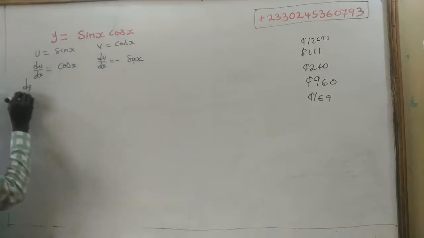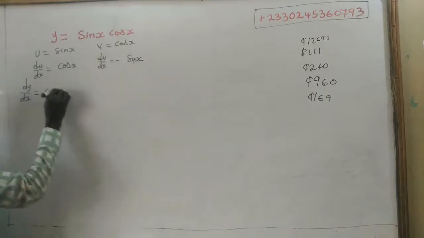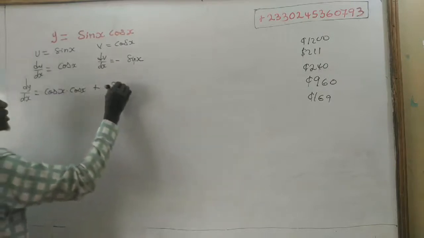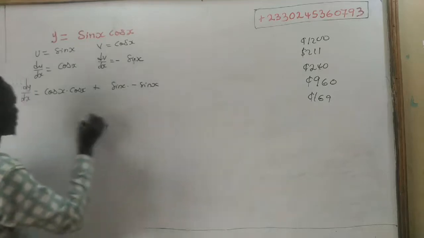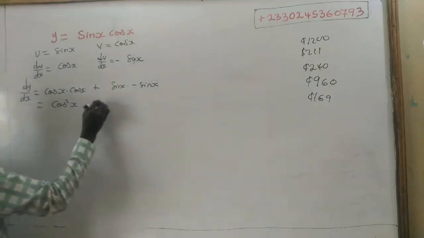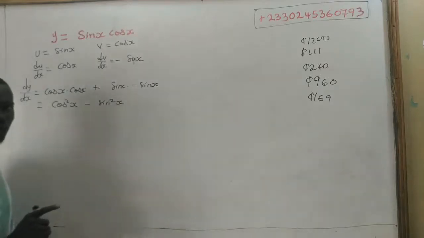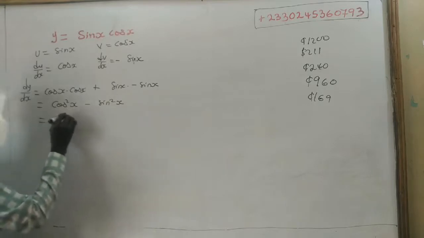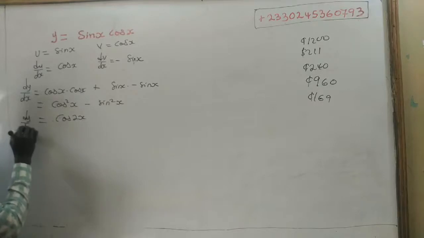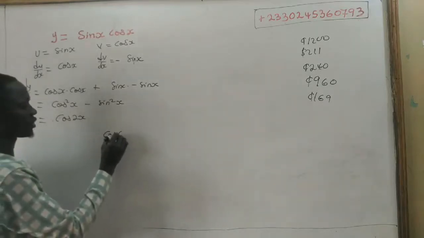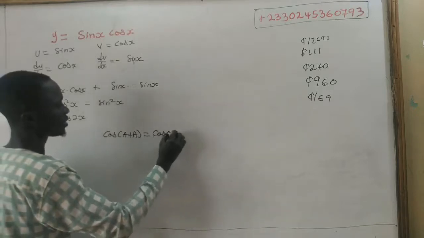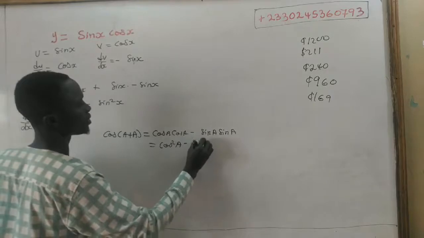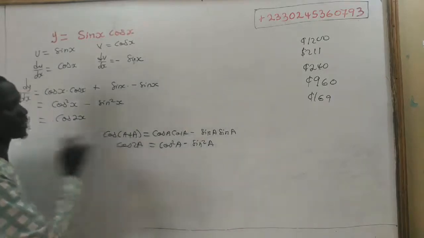Now, the derivative of y with respect to x will be v, that is cosine x, times du/dx, the same cosine x, plus u, sine x, times dv/dx, negative sine x. And this will produce cosine squared x minus sine squared x. If you have not watched my video on the double angle formula, check the description for that video. This will straight produce cosine 2x as the derivative of y with respect to x. Because we said that if you have cosine of a plus a, it is the same as cosine a cosine a minus sine a sine a, and that will give us cosine squared a minus sine squared a equal to cosine 2a. That is a plus a.